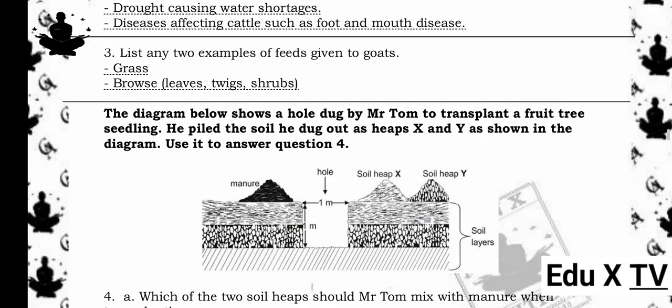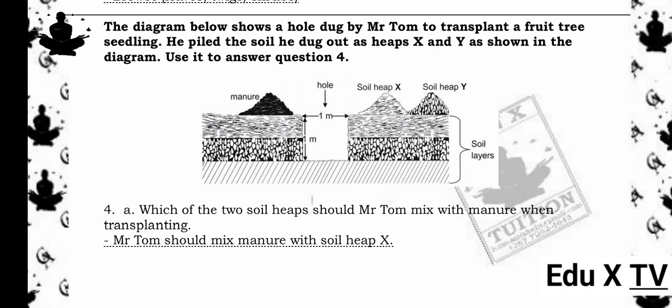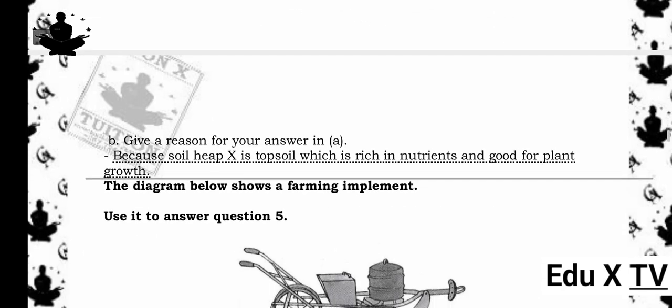The diagram below shows a hole dug by Mr. Tom to transplant a fruit tree seedling. He piled the soil he dug out as heaps X and Y as shown in the diagram. Use it to answer question 4. 4. A. Which of the 2 soil heaps should Mr. Tom mix with manure when transplanting? Mr. Tom should mix manure with soil heap X. B. Give a reason for your answer in A. Because soil heap X is topsoil which is rich in nutrients and good for plant growth.